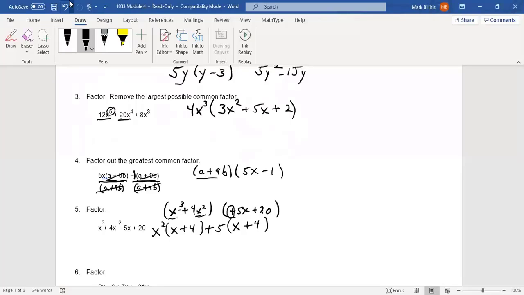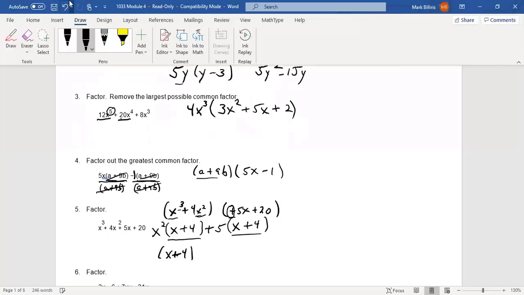Now notice, what we have in parentheses is exactly the same. If you're doing this process right, it will always be the same, signs and values. So now we're going to finish this problem by doing what we did in the last example. We look inside and notice that our greatest common factor is x plus 4.